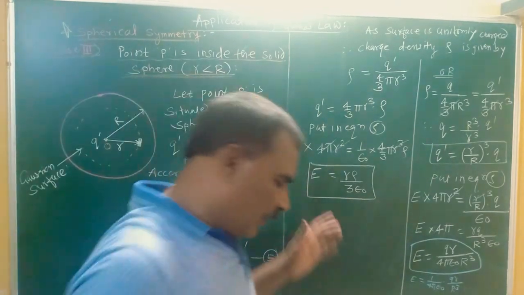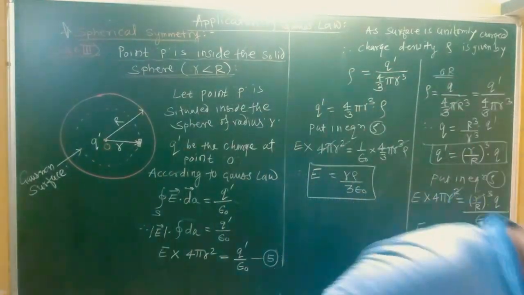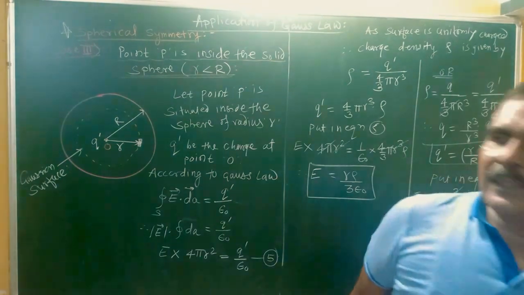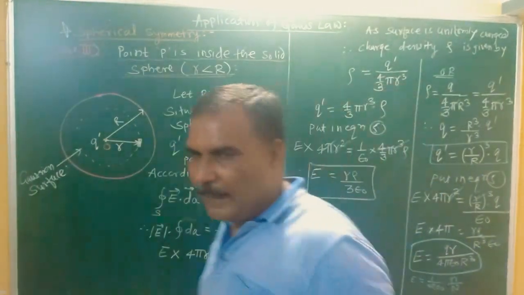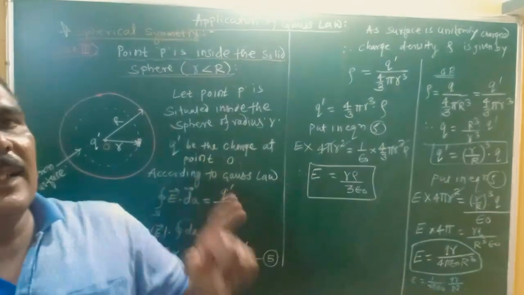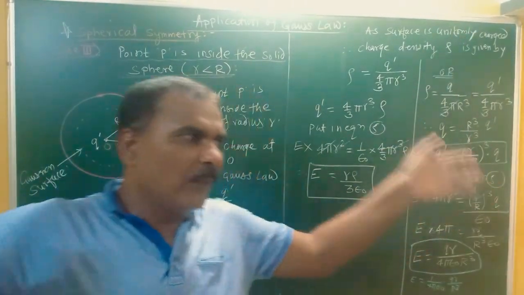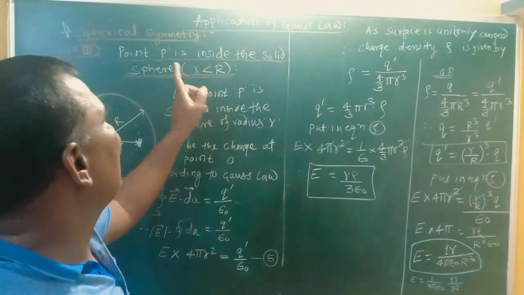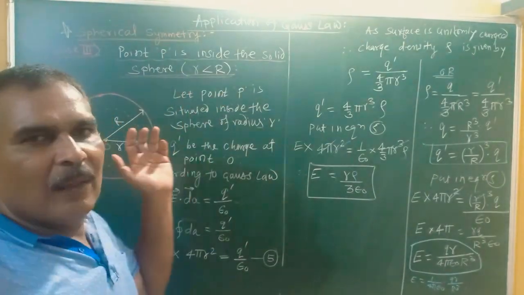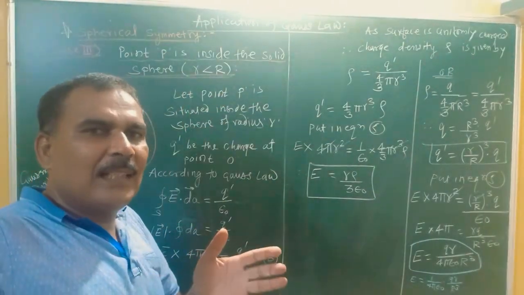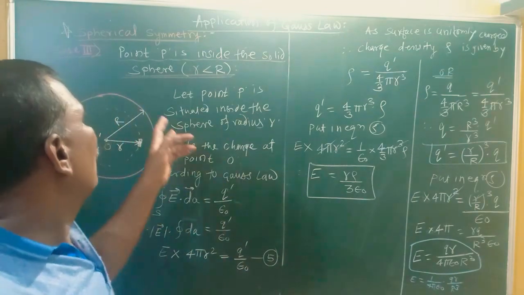There are 3 different cases we have to study for this article, that is spherical symmetry. First one is the point situated outside the sphere. Second one is on the sphere. And third one is inside. That means first outside, then on the boundary, and then what we have to consider is inside.